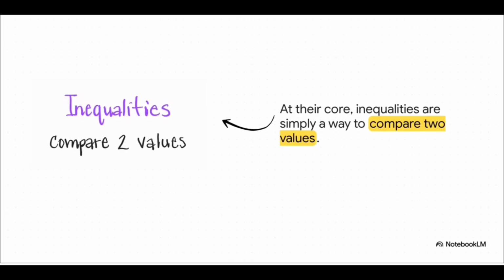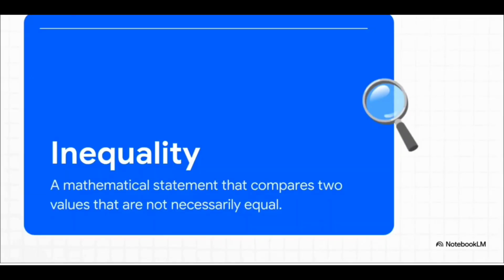An equal sign is great when 2 things are exactly the same. But what about all the times they aren't? That's where inequalities come in. They are, at their heart, just a way to compare 2 things and figure out their relationship. So if you want the official textbook definition, here it is. An inequality is just a mathematical statement that's comparing 2 values that aren't necessarily equal. It's all about showing their relative size, who's bigger, who's smaller.